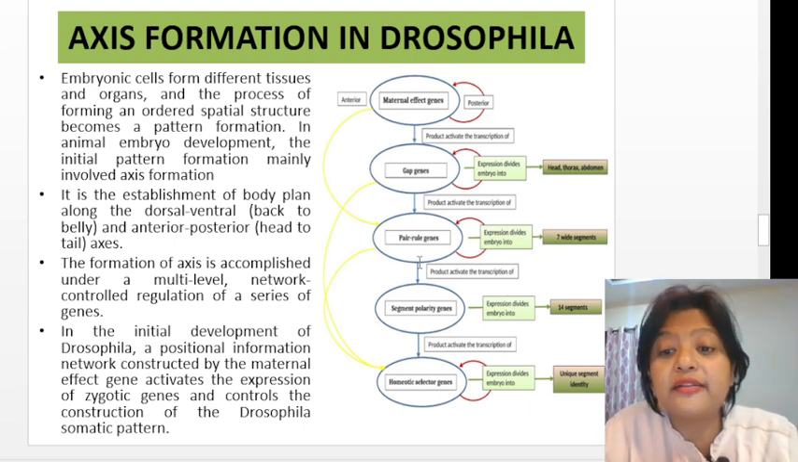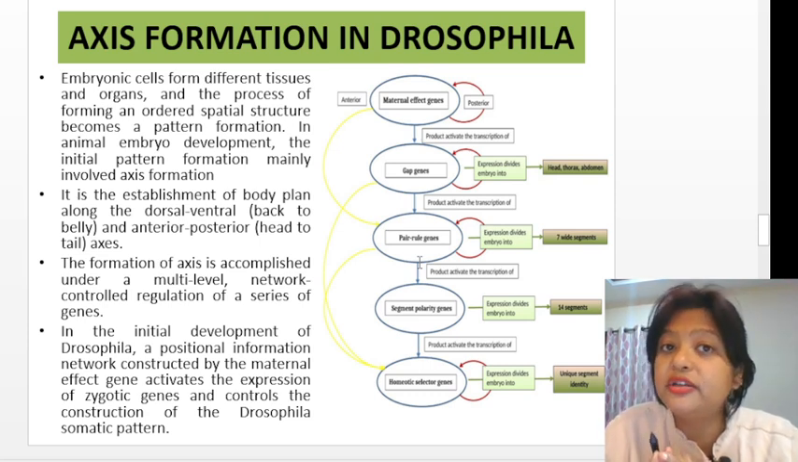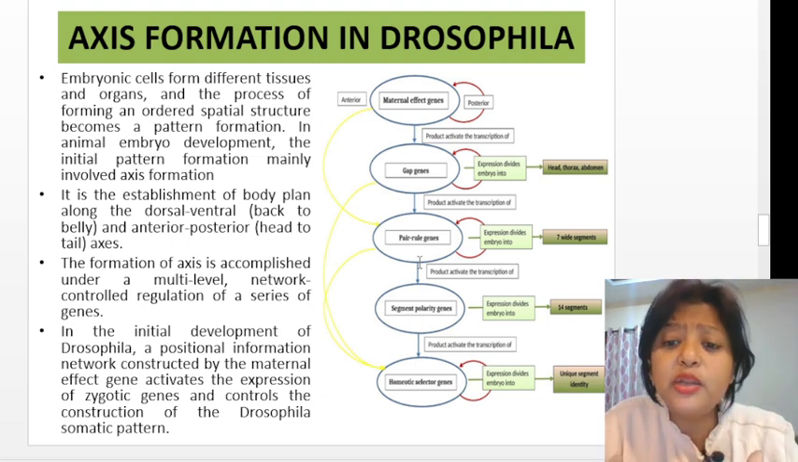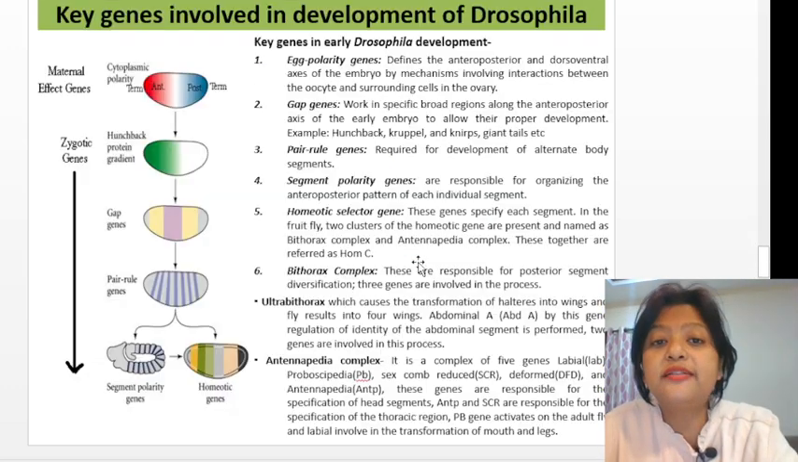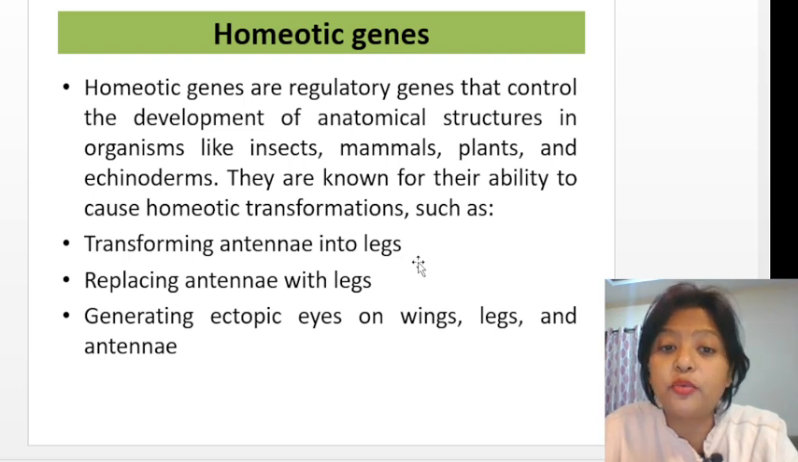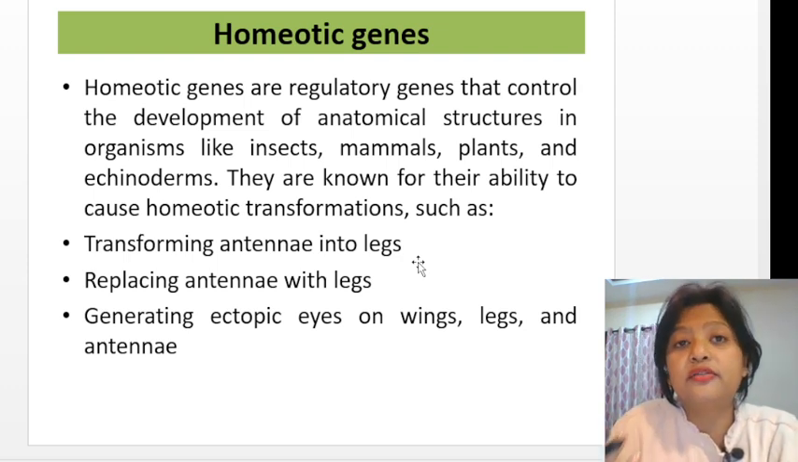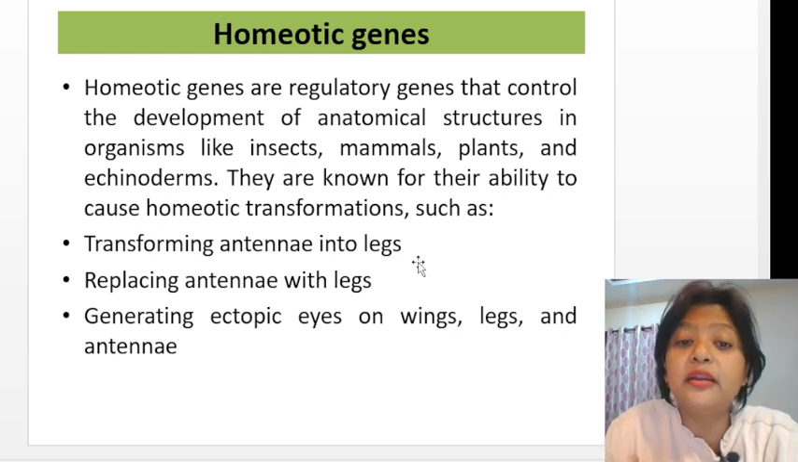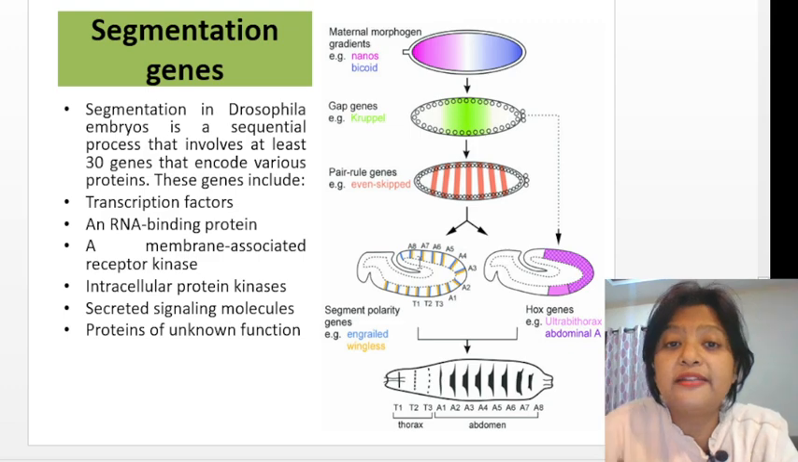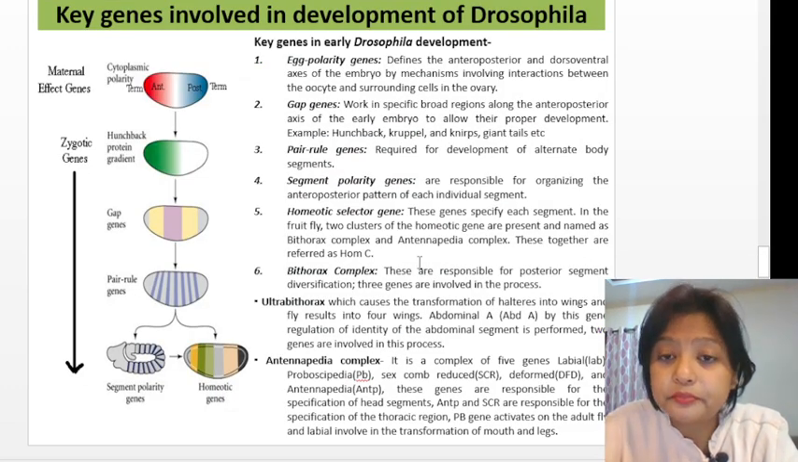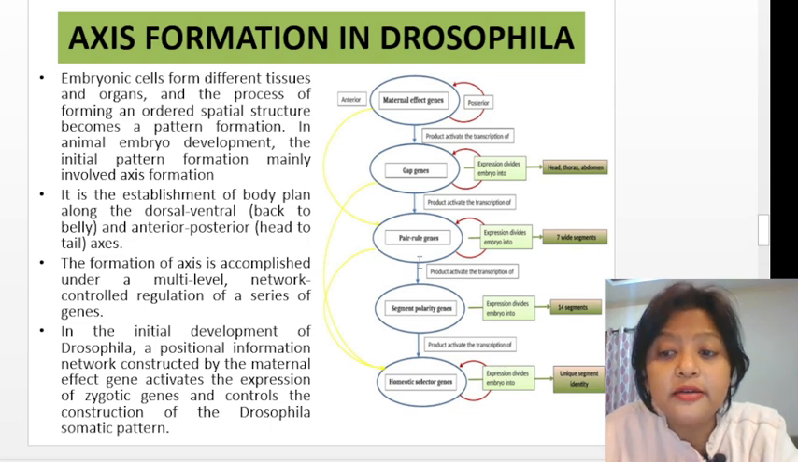And lastly, they will activate the transcription of homeotic selector genes. So remember the gap, pair rule, and segment polarity genes: these three together activate the homeotic genes, which will further lead to the formation of unique segment identities. Homeotic genes, for example, can cause the antenna to be transformed into a leg part, or generate eyes on wings, legs, and antenna. So there are some unique segments which are formed by these homeotic selector genes.